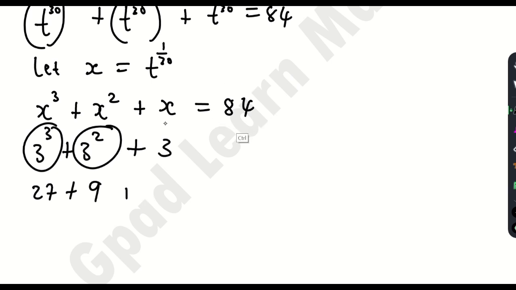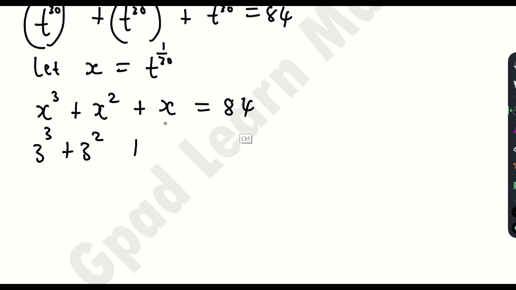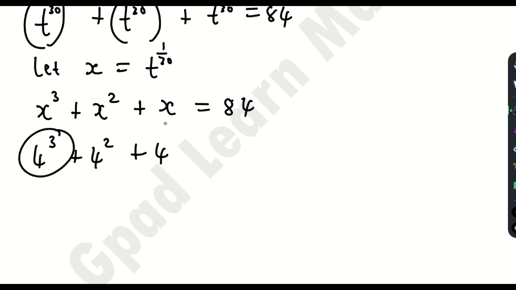I want us to try it when x is equal to 4. So when x is equal to 4, let's see what that will give us. So 4 raised to the power 3 plus 4 raised to the power 2, and then plus 4. What is 4 raised to the power 3? That is 64. And what is 4 raised to the power 2? That is 16, then plus 4.